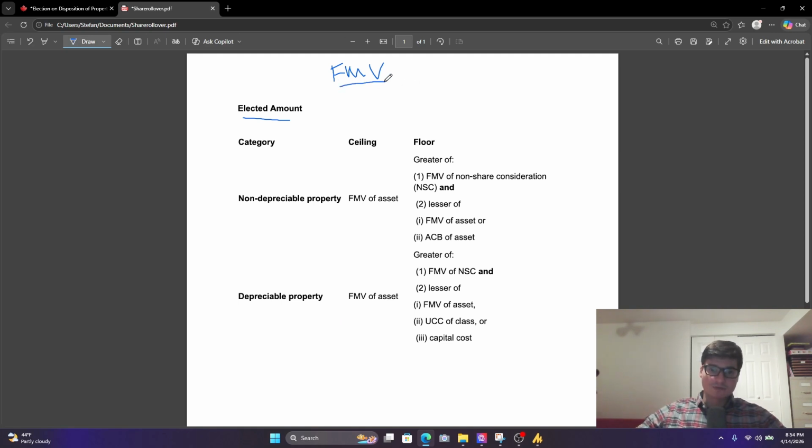But what you need to know is your fair market value. That is, what is that worth today? And whenever you're doing a rollover, the fair market value of what you receive and what you give have to be equal. But the tax implication is based off of what we call the elected amount. When you're deciding what to choose, you need to figure out what amount we can choose, what is the ceiling and what is the floor. So what is the highest amount we can choose and what is the lowest amount.